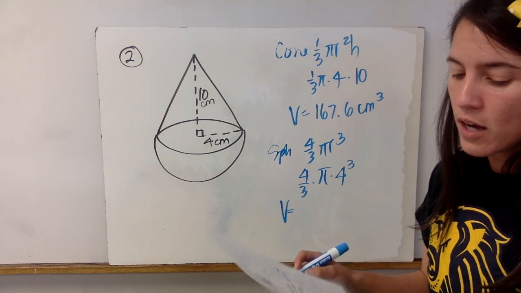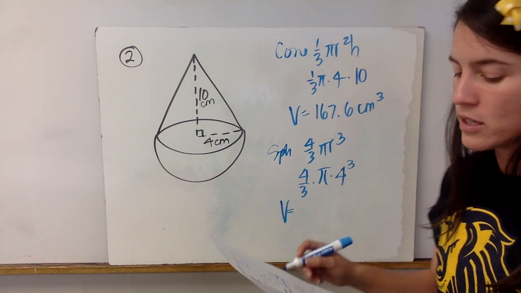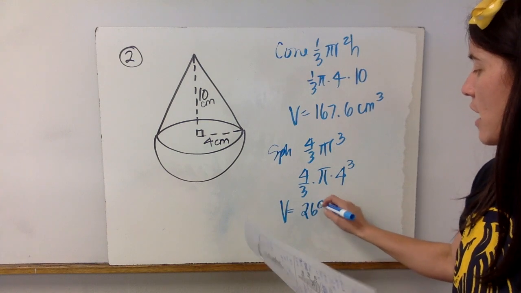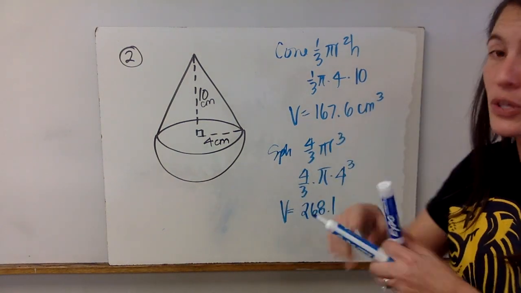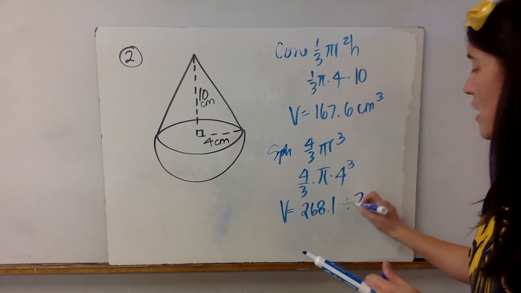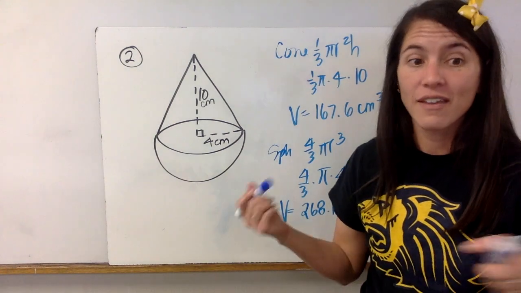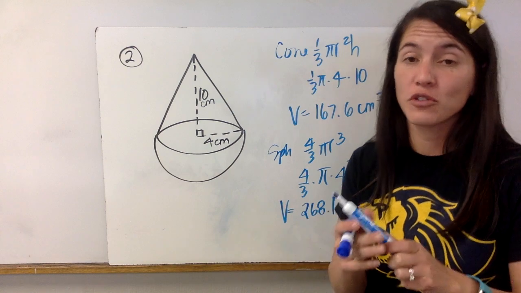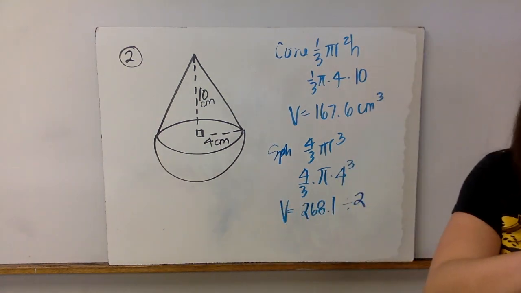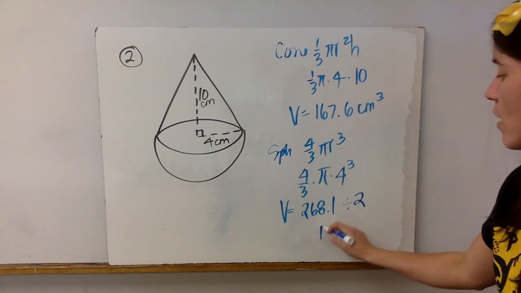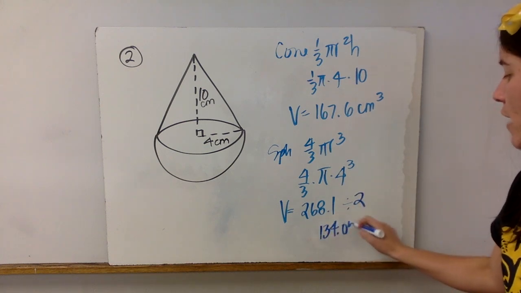The volume of the sphere is 268.1. But remember, I need to divide it by 2. And if you think you're going to forget why, then make a note in your notes that you divide it by 2 because you only need half of the sphere. But once you divide it by 2, we get 134.05.